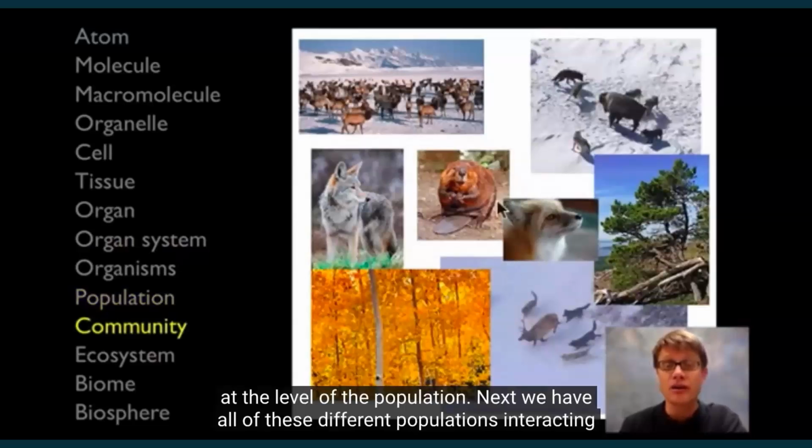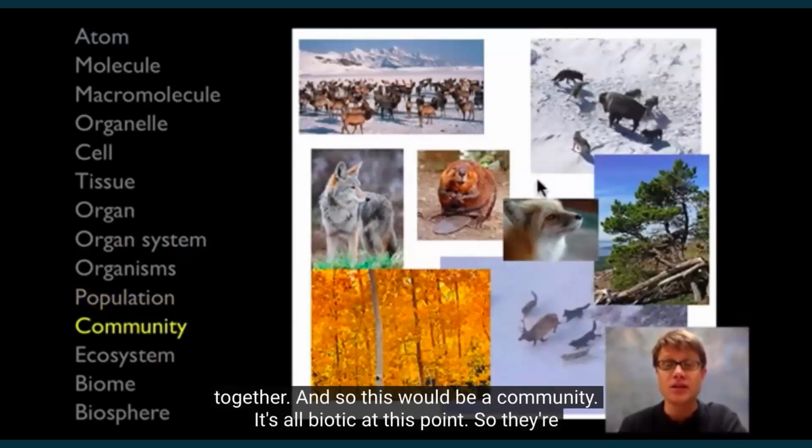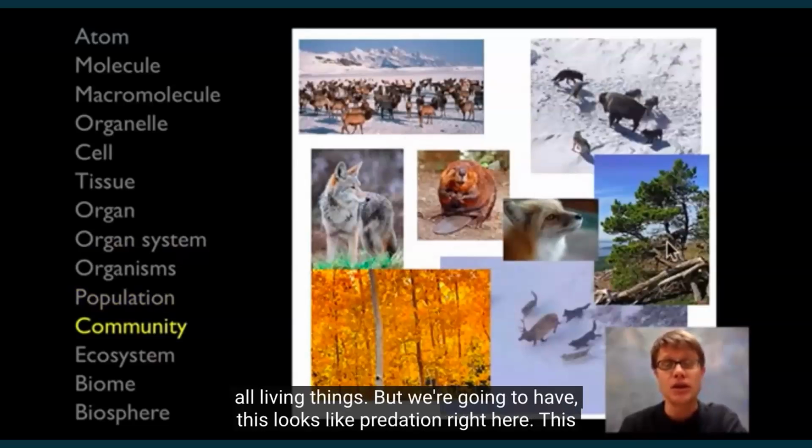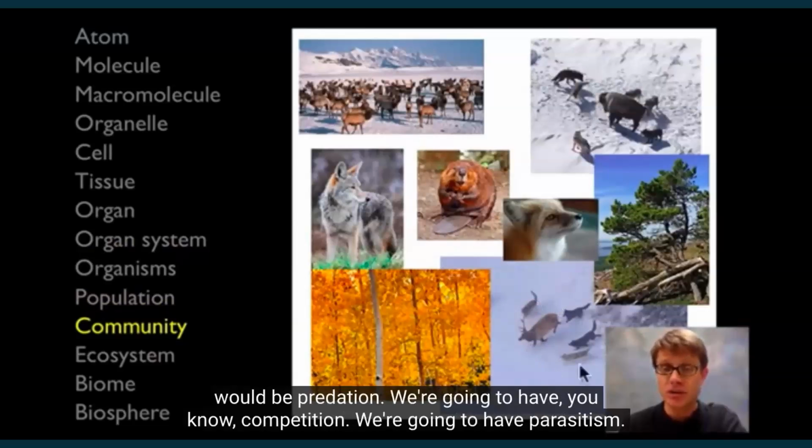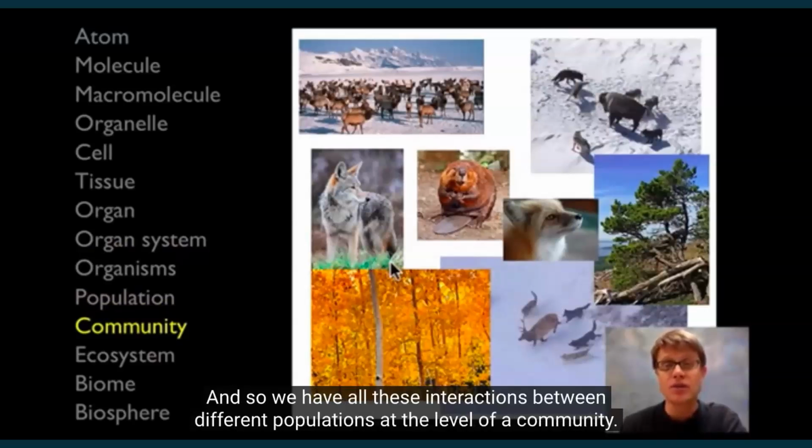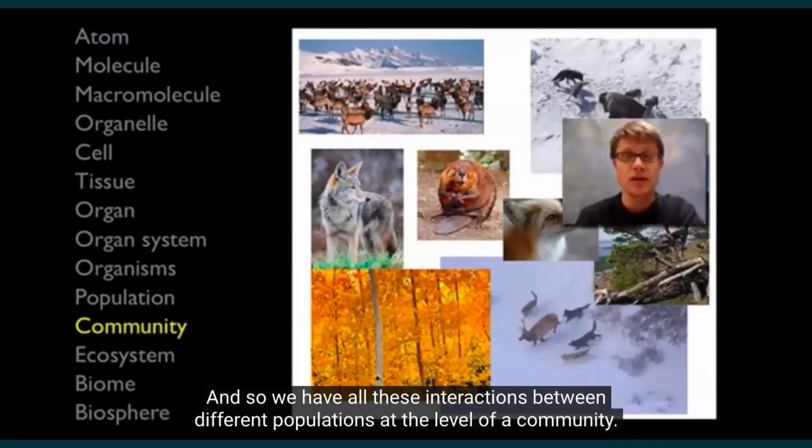Next, we have all of these different populations interacting together, and so this would be a community. It's all biotic at this point, so they're all living things, but we're going to have, this looks like predation right here. This would be predation. We're going to have competition, we're going to have parasitism. And so we have all these interactions between different populations at the level of a community.